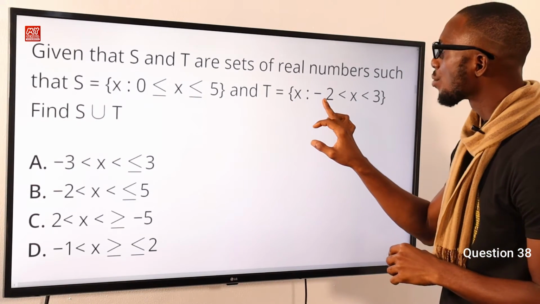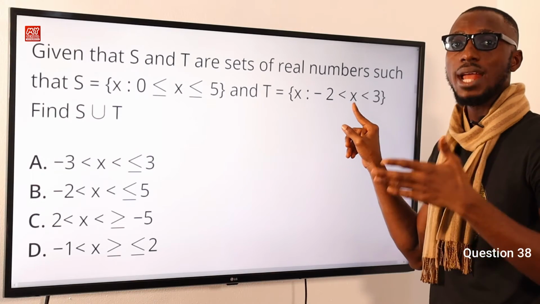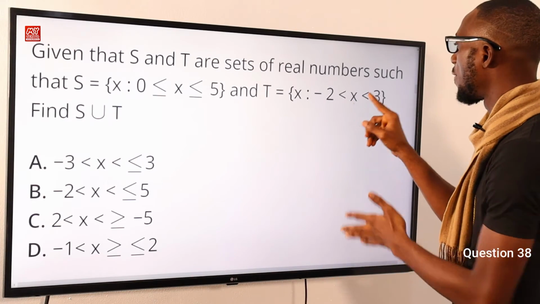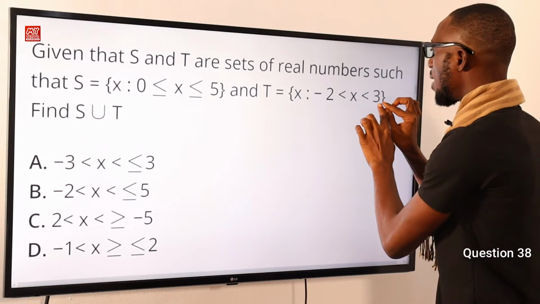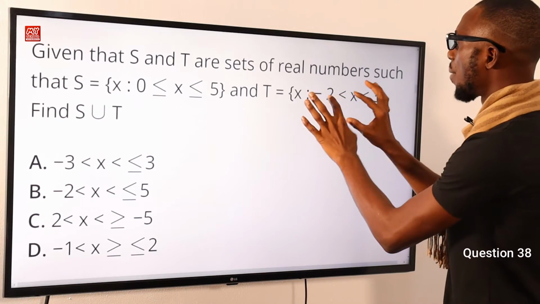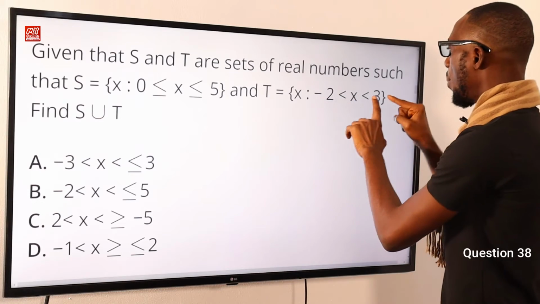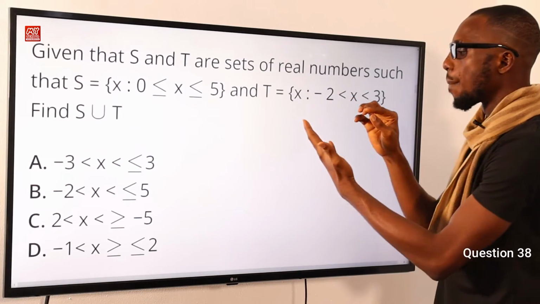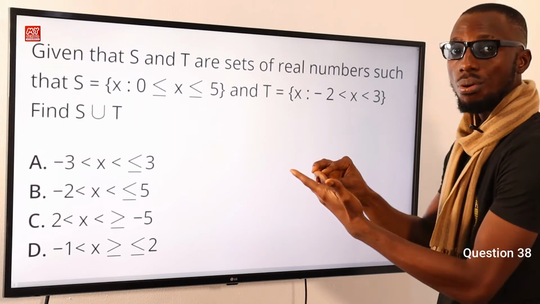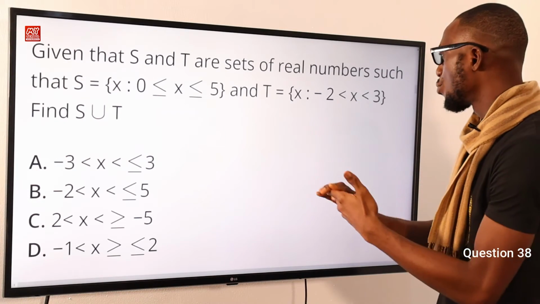We are told minus 2 is less than X. That means minus 2 will be exempted. So whatever we are going to have will be more than minus 2. Then X is less than 3. So it will be something greater than minus 2 but smaller than 3. So the members of set T will be minus 1, 0, 1, and 2, not 3.